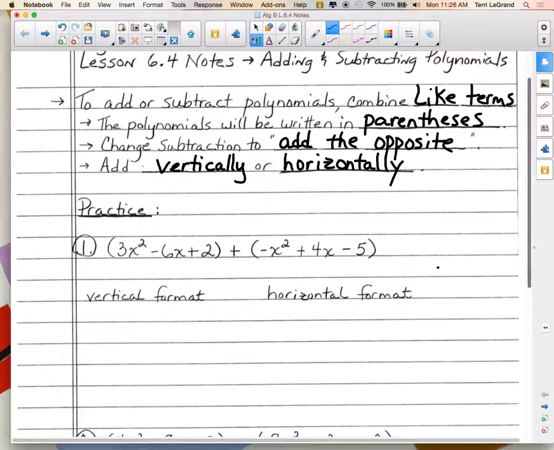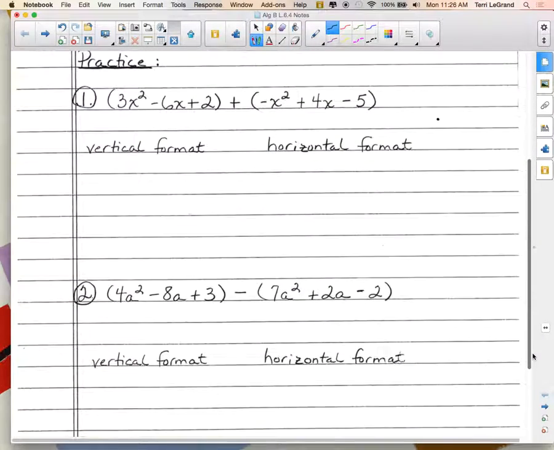Today in our notes, when we're practicing together, we're going to do it both ways. But then when you get to your homework, if they don't tell you which way to do it, you get to choose. Which way do you like better? But we're going to practice both ways in our notes so we know both ways to do it.